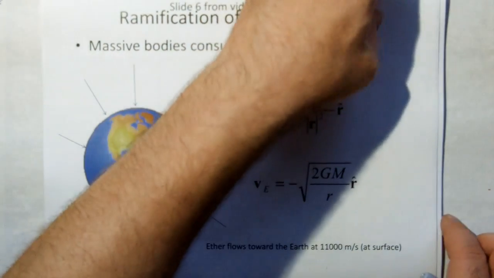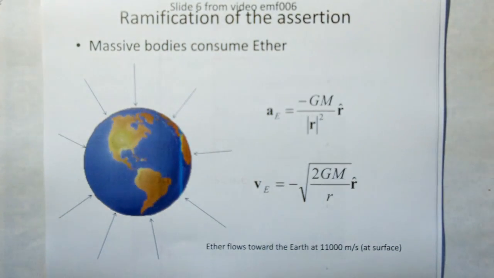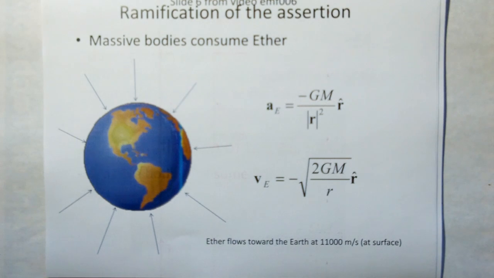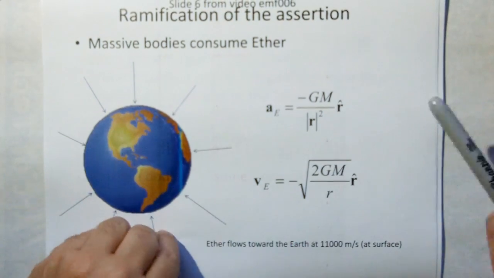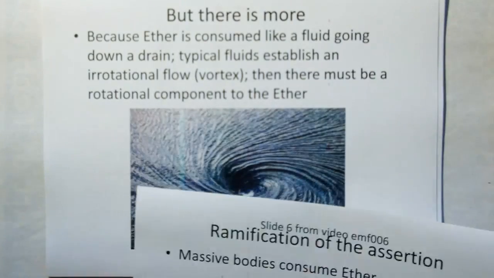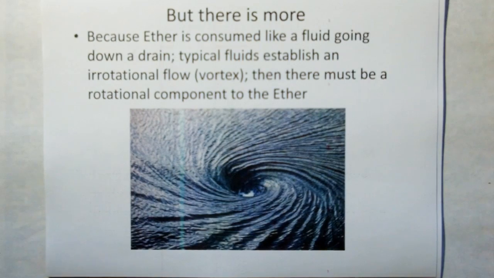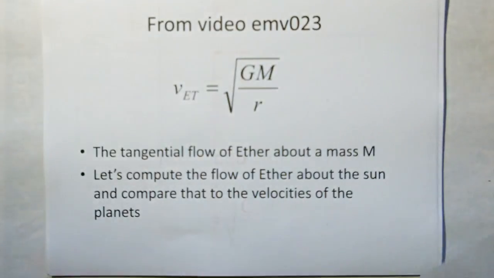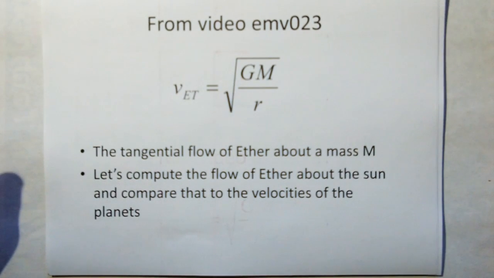So the ramification of the assertion is that massive bodies consume ether. And if the velocity of the ether toward the Earth works out the same as the escape velocity derivation, this all says that ether flows toward the Earth at 11,000 meters per second at the surface. But it gets better. Because the ether is consumed like a fluid going down a drain, and typical fluids establish an irrotational flow, then there must be a rotational component to the ether. And from video EMV 023, we derive what that tangential component should be.